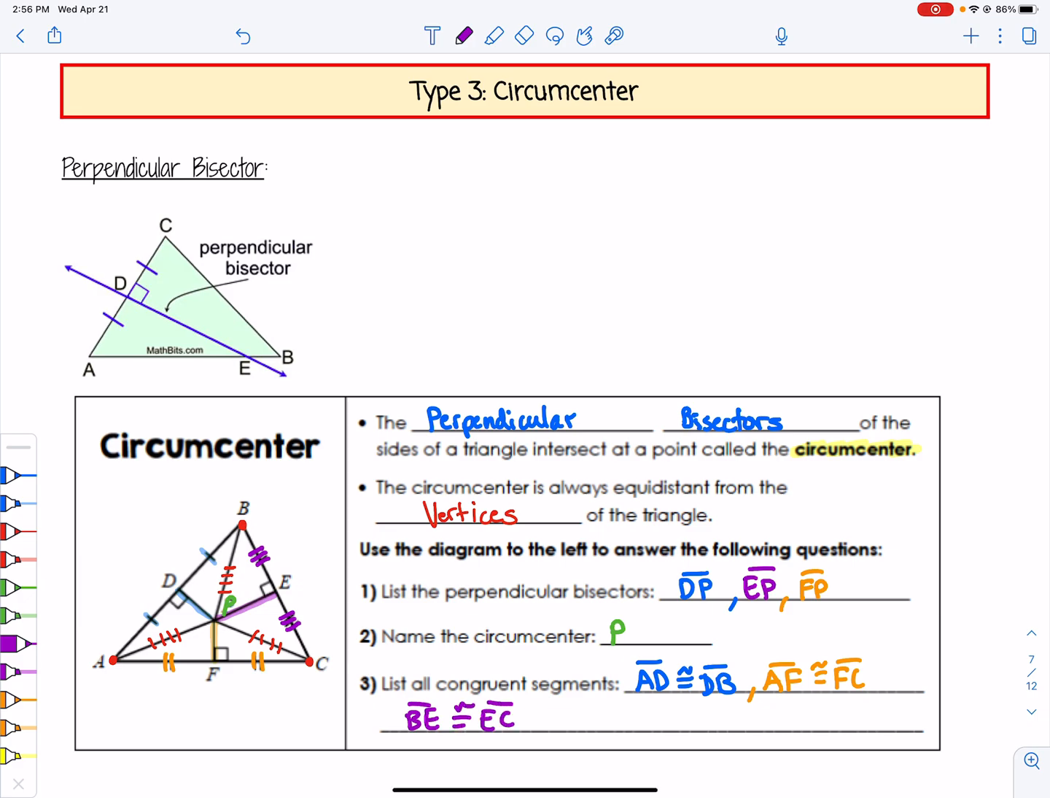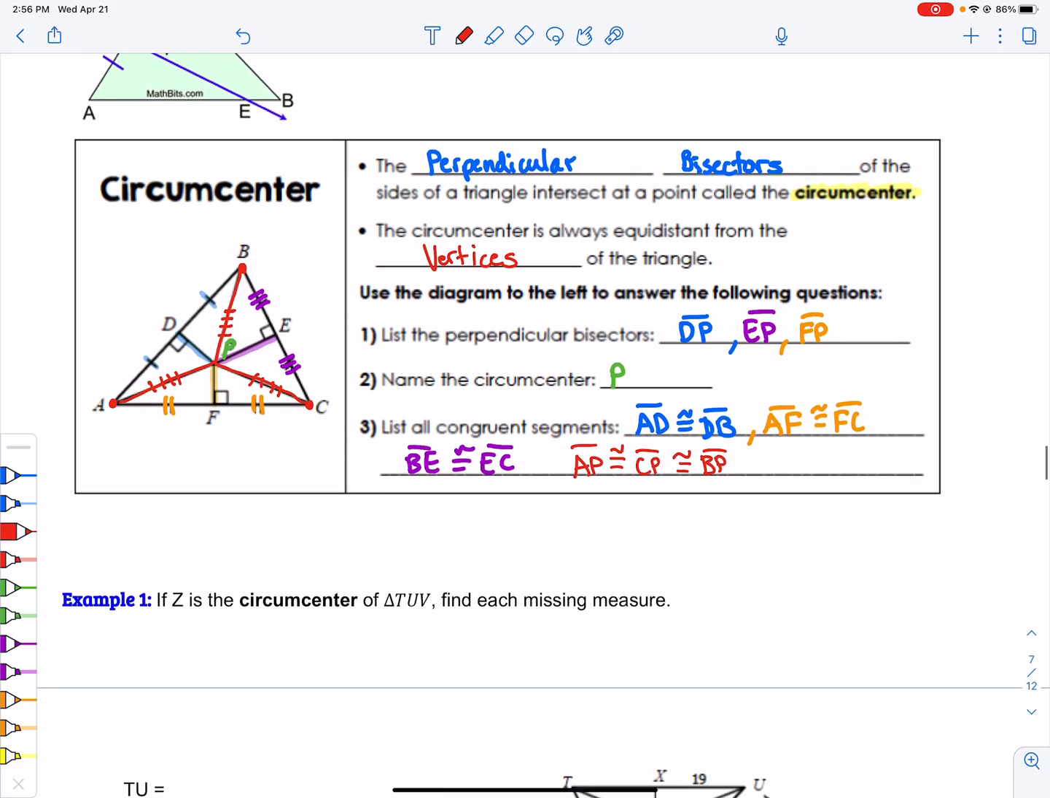And then last but not least, the circumcenter is equidistant to the vertices. I wrote that in red, so I'm going to include AP, BP, and CP are all congruent to one another. So AP is congruent to CP is congruent to BP. They're all equidistant from the vertex to the circumcenter. Lots of congruent segments for this one.